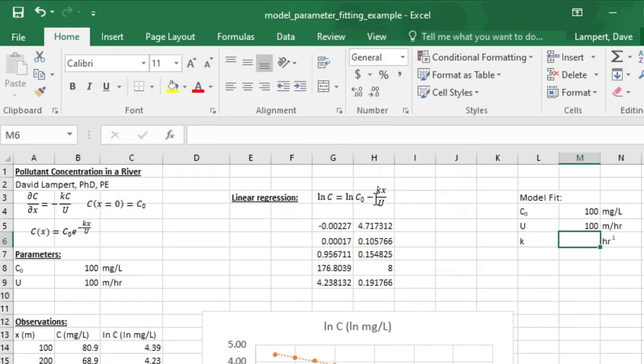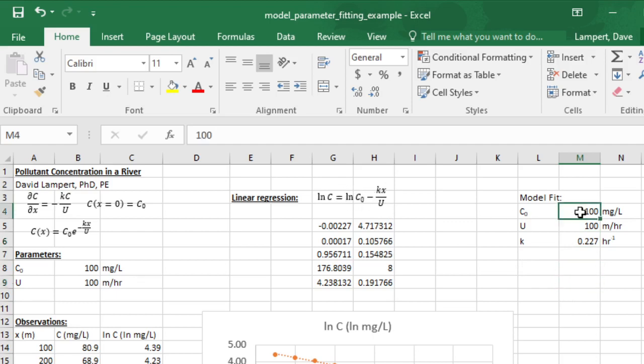And so the value of K is just going to be equal to, so we're saying that -0.0227 is equal to -K over U. So that means that K is equal to this times -U. So equals this thingy times a negative that, and 0.227 hours^-1. Technically, when we fit this K, we were also telling it to fit C0.